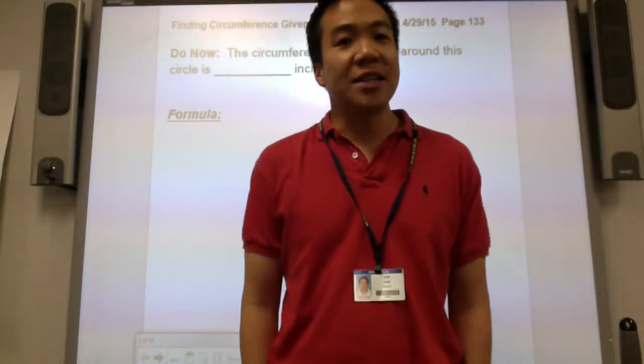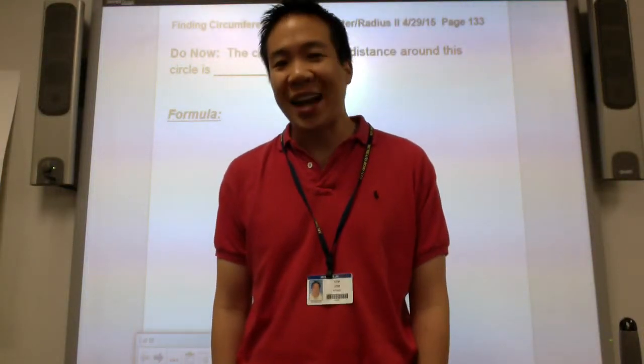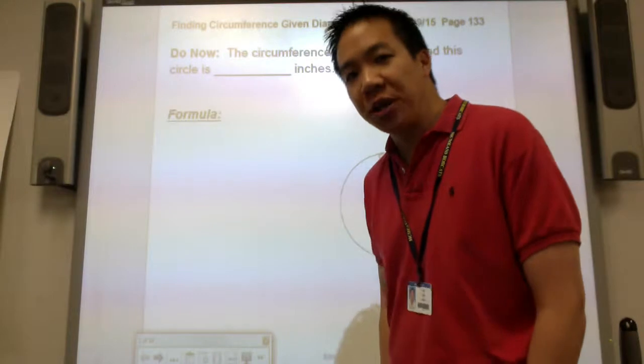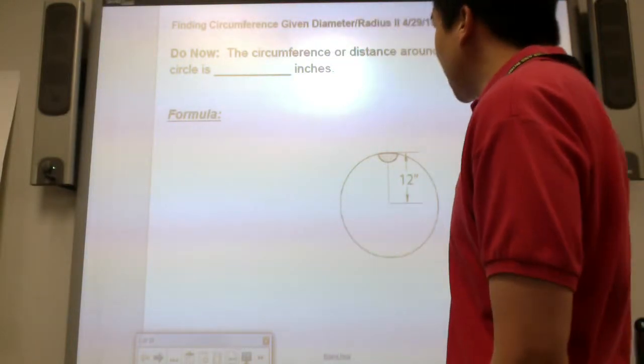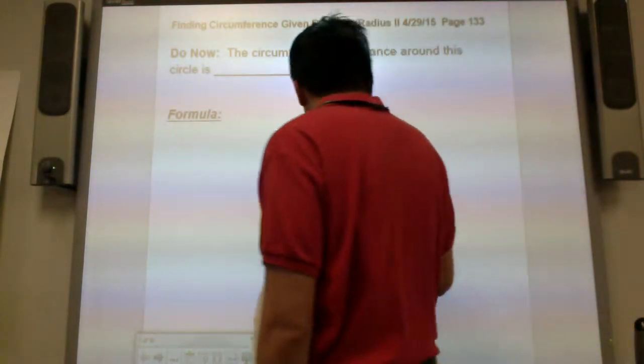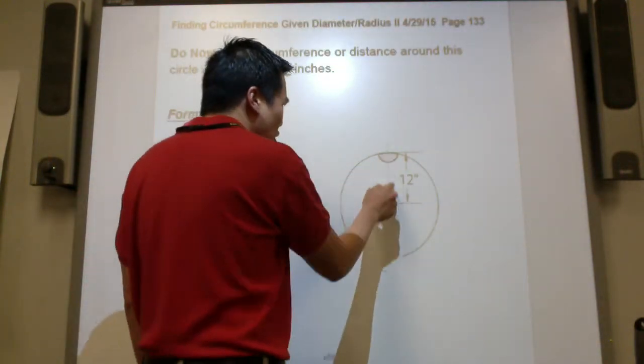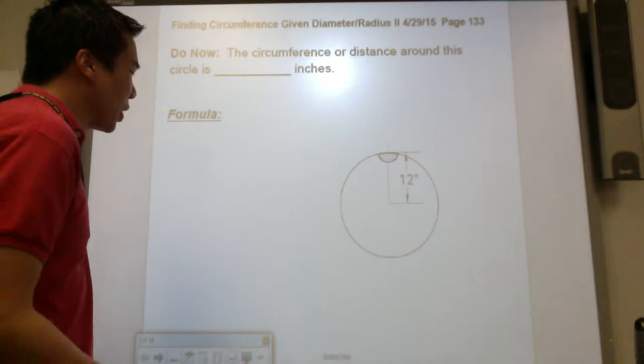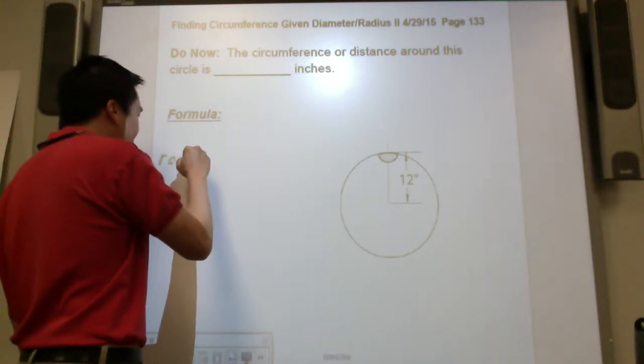We're going to continue our lesson over circumference using diameter and radius. Let's look at our do now, our previous lesson. The circumference or distance around the circle is blank inches. So we have this thing. What is this called right here? Is this called a diameter or radius? I believe it is called a radius.